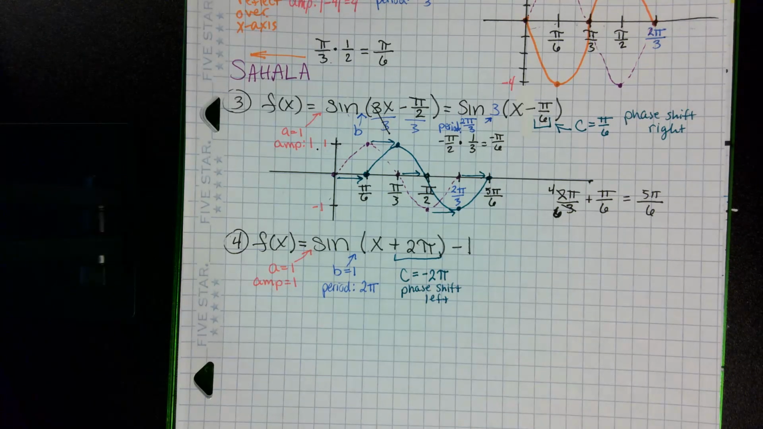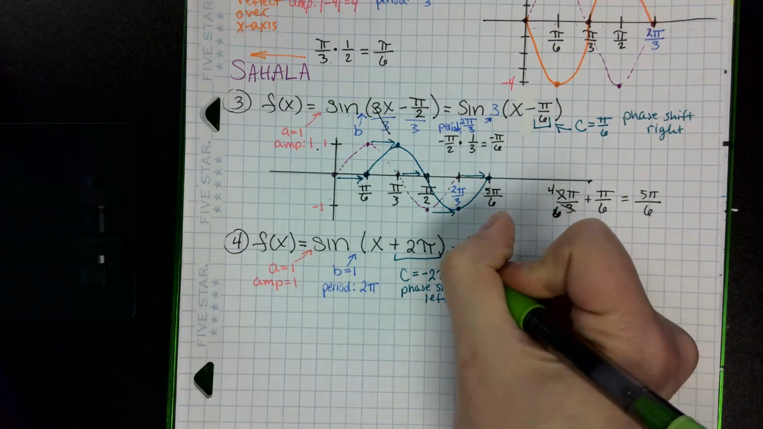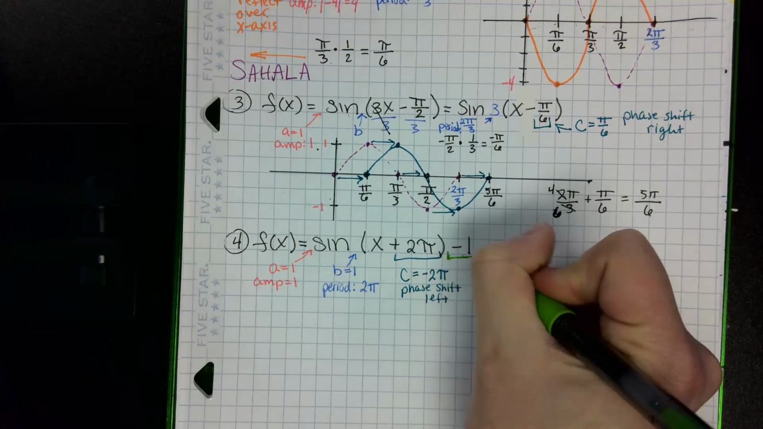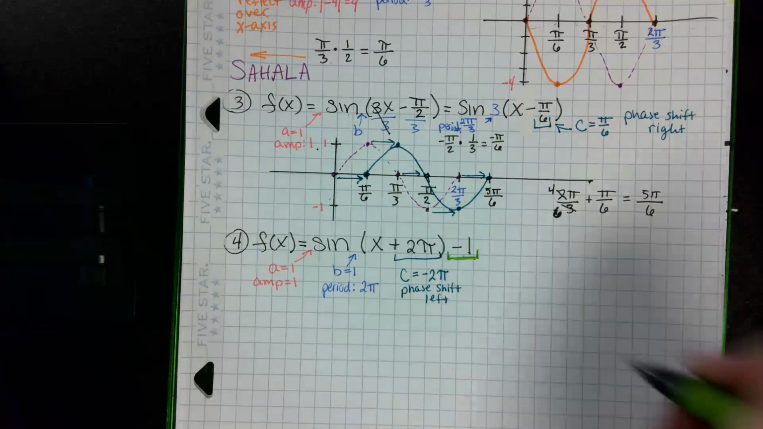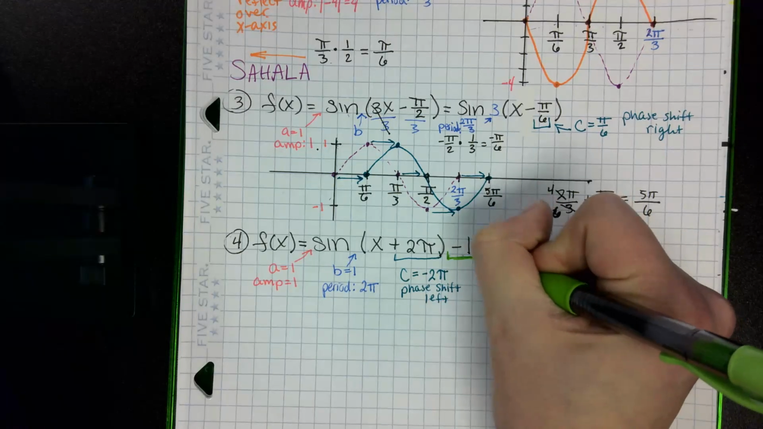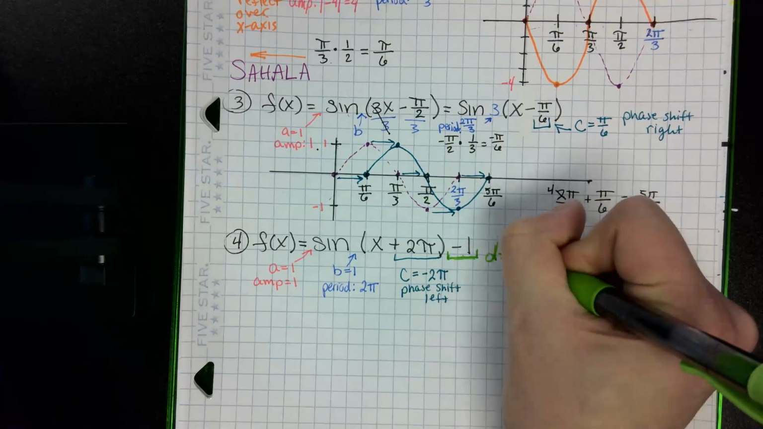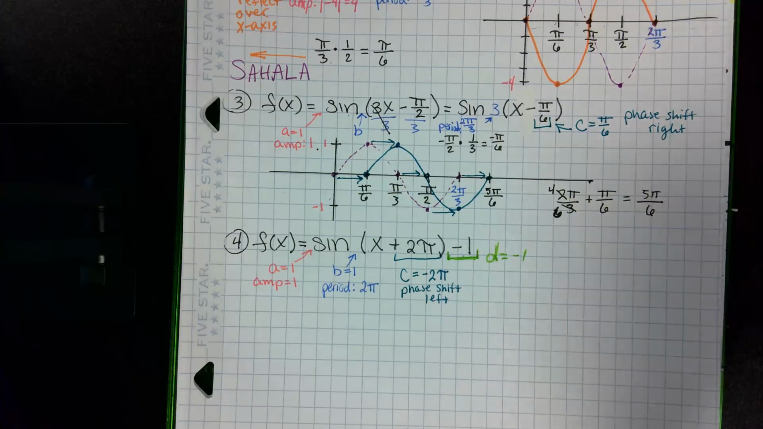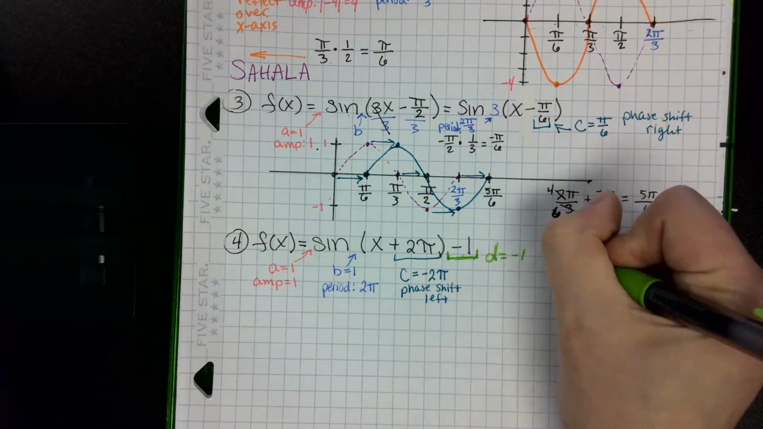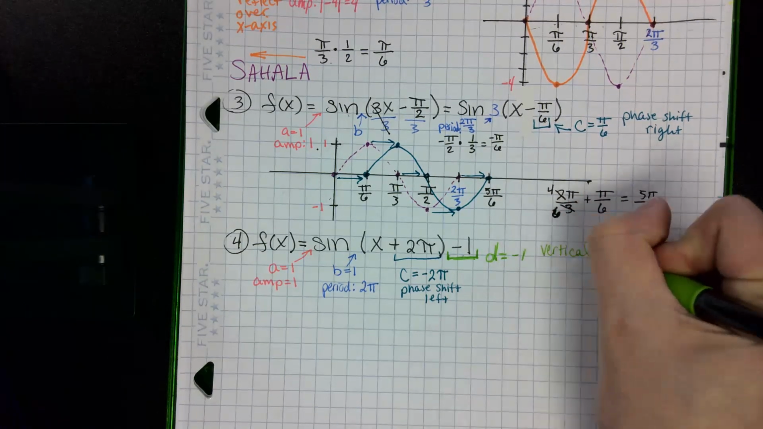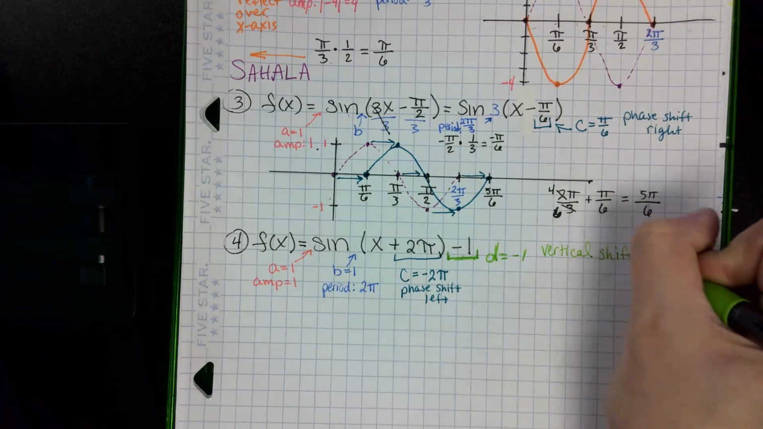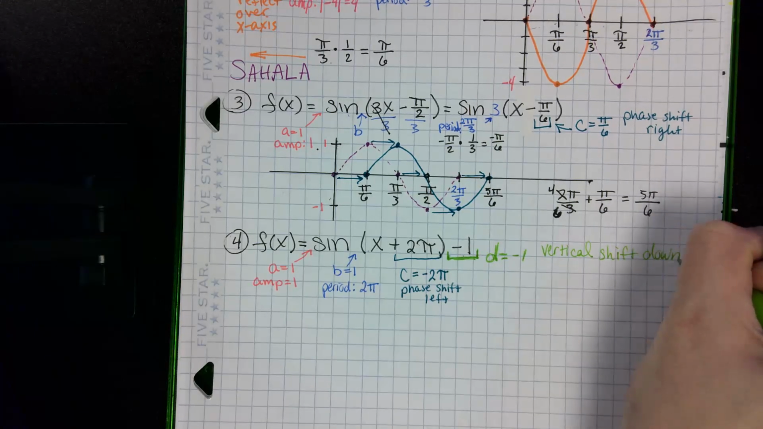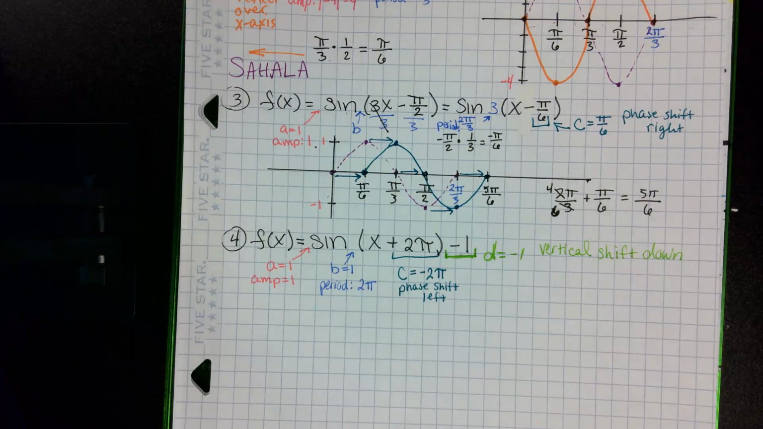And then last, we have a D value on this one. D equals negative 1. So that is a vertical shift down 1. So vertical shift down. So go through your function, label all the parts, make all your notes, and then you can set up your graph.